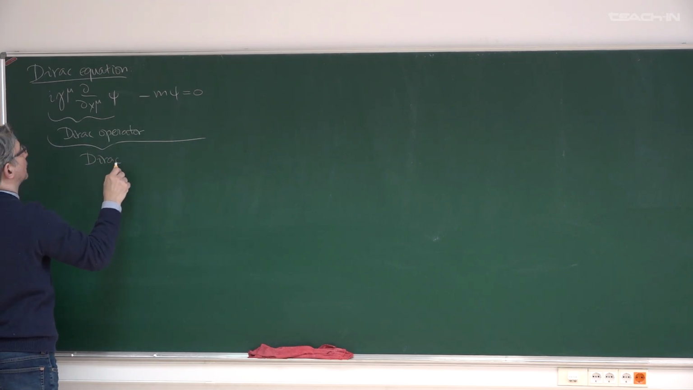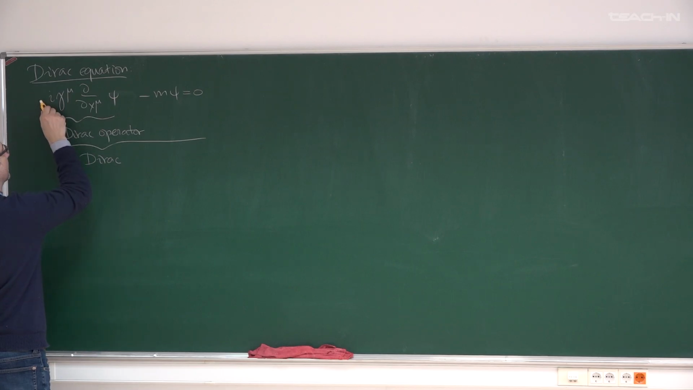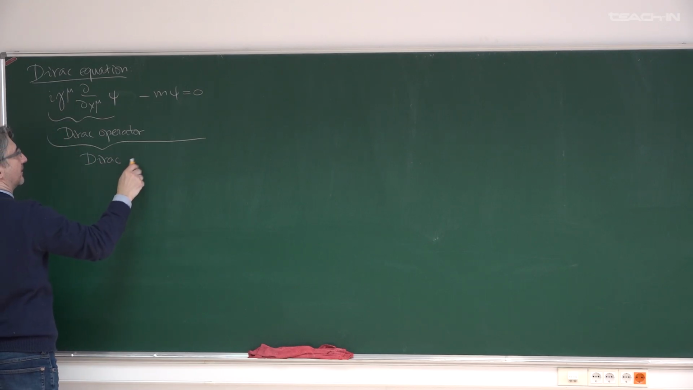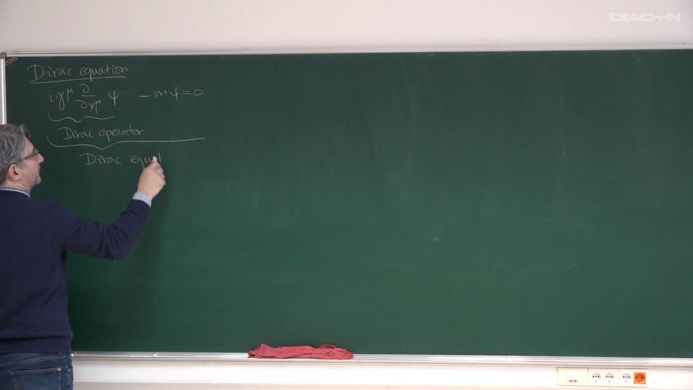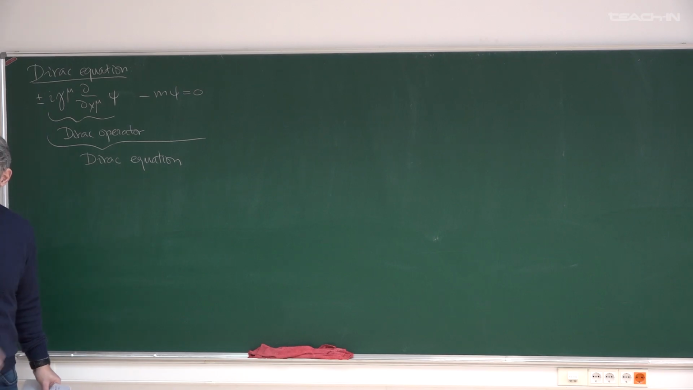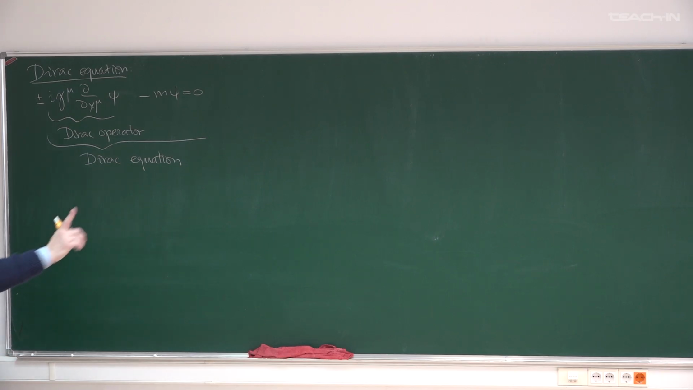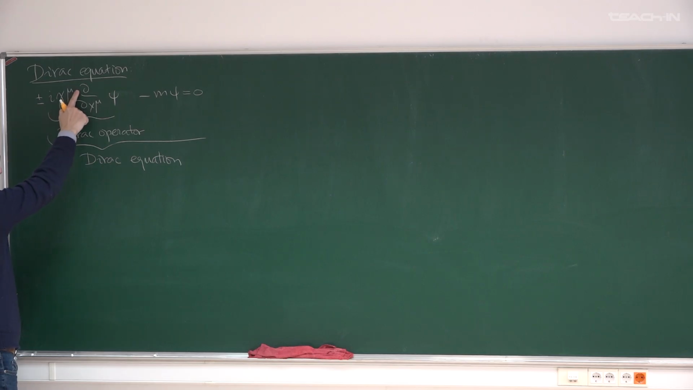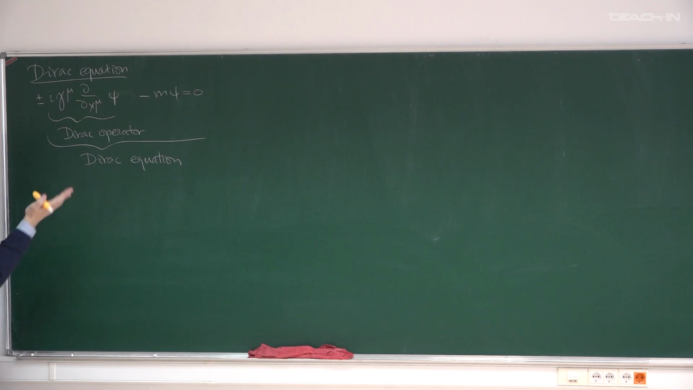Minus sign. Where? Here? Yes. No, it depends on the sign here. Okay. For your pleasure, we add plus and minus. So what is strange here? Let me read: plus minus i gamma mu d over dx mu. See? Okay, that's all. The question is, what is written here? What is gamma mu?